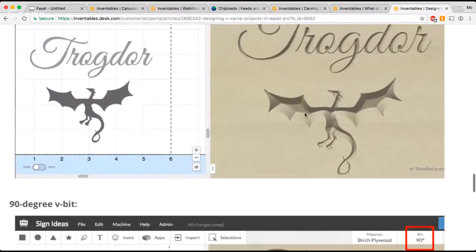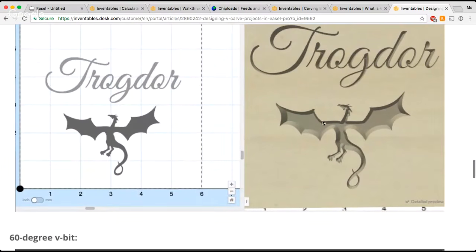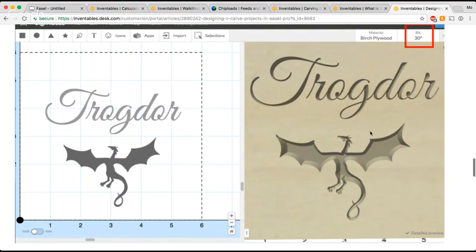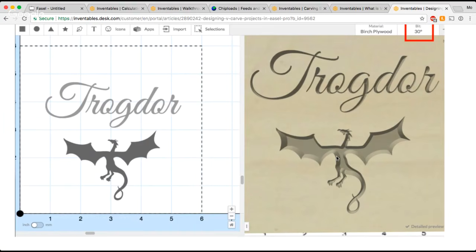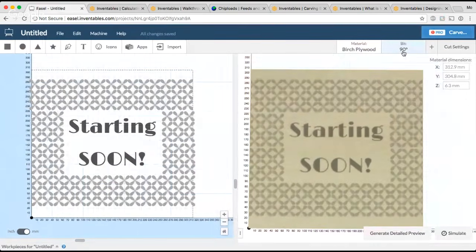So with a 60-degree bit, you get a little bit more detail. I mean, look at these little talons and stuff. They're deeper into the material. And then a 30-degree bit is even more so, even deeper. Knowing how to choose the right angle can be a little bit complicated, but the high definition preview that you'll find in Easel and Easel Pro helps you figure out what that project is going to look like based on the degree bit that you select. And that's easier than not.